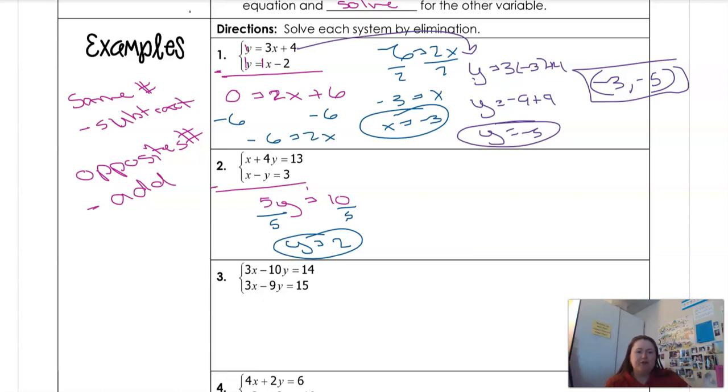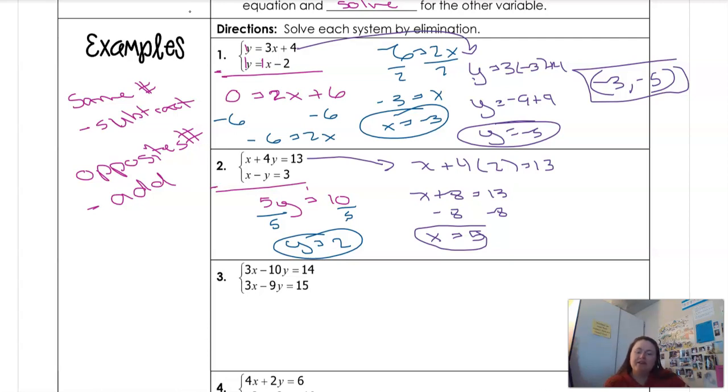And it doesn't matter which of these two equations you use to find x. I'm just going to grab the first one. I have x plus 4 times 2 equals 13. x plus 8 equals 13. Minus 8 on both sides. x equals 5, and then just a little check. If I put 5 for x, 5 minus 2 is 3, so it does work. So come over here, (5, 2) is my final answer. And that's really all there is to it.